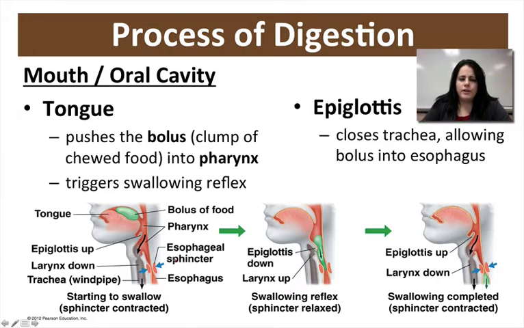So looking at the picture here, you could see how it's showing the bolus shown in green, and then in the second picture it gets pushed back and down your esophagus, but that's because this epiglottis tipped over the larynx and the trachea, so it doesn't go down into your lungs, it goes down the esophagus, which will lead to the stomach instead. If food does happen to slip by the epiglottis and go down into the trachea, that's where the coughing reflex occurs, and you will cough up whatever went down the wrong pipe back up into your pharynx.